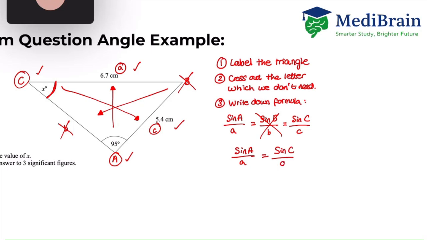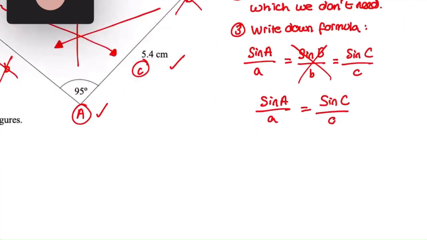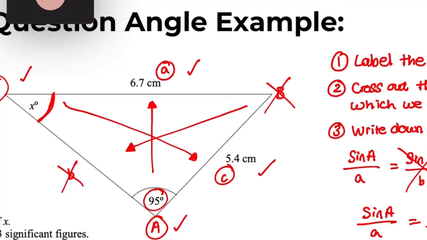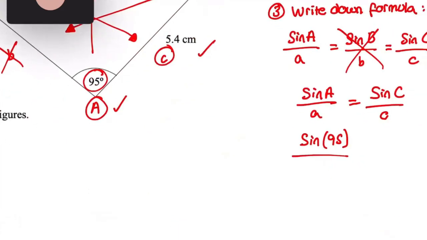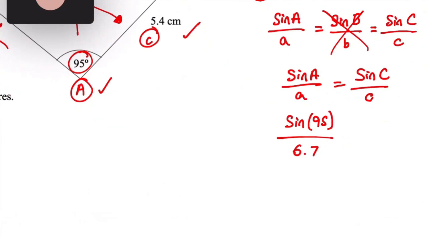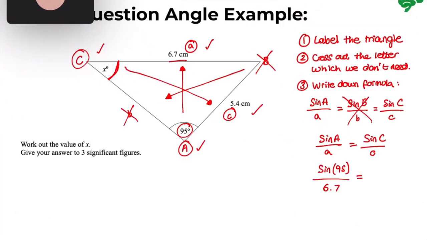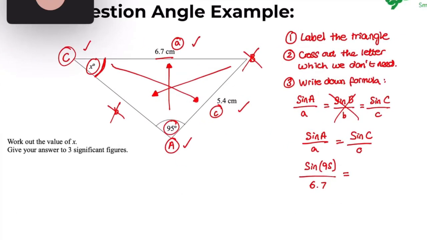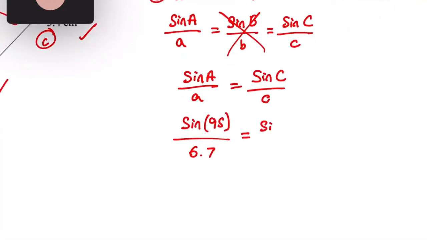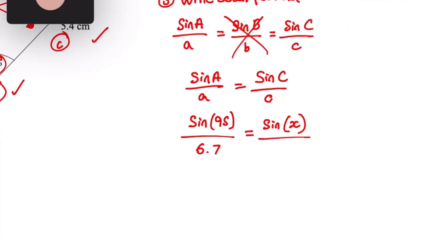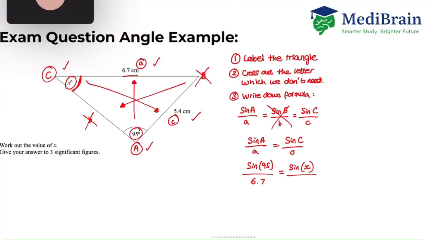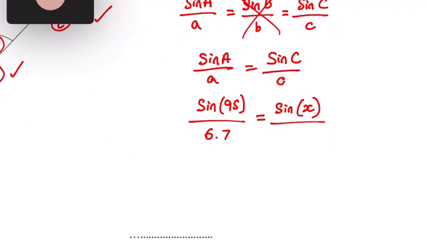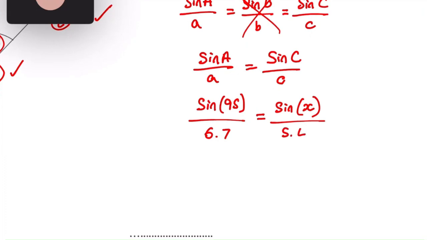Now all we're going to do is substitute into the equation. So sine capital A, what's capital A? Capital A is 95. So we've got sine 95 over lowercase a. Lowercase a is over here, 6.7. And that's equal to sine capital C. What's capital C? Capital C is X. So it's going to be sine X over lowercase c. Lowercase c is over here, 5.4. So it's going to be over 5.4.